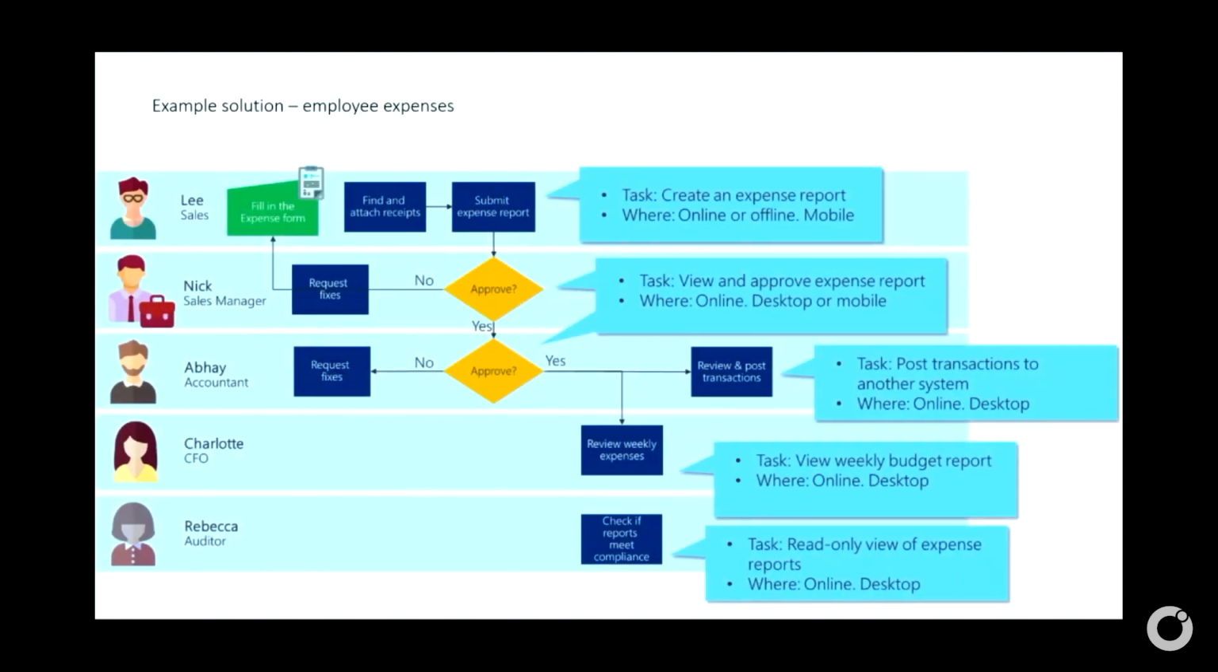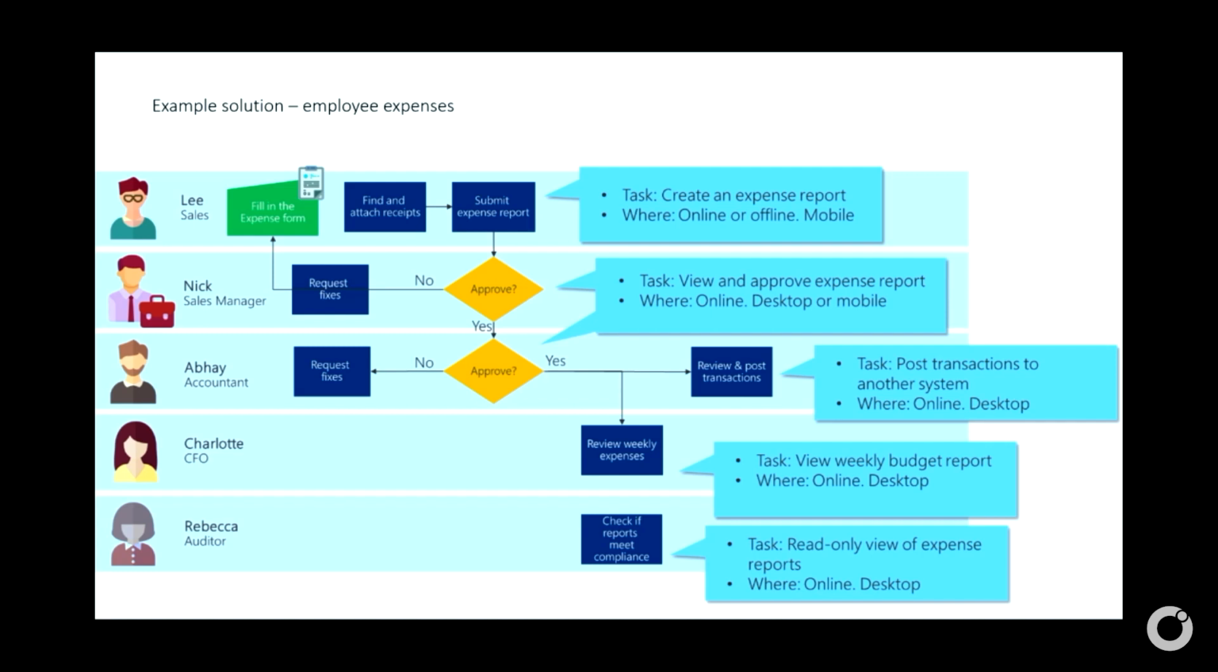Okay, let's walk through an example, just to talk through how this could apply in real life. So here we have a pretty simple solution, which is an expense claim form. So we've got 5 different users or communities of users, personas, whatever we want to call them, involved in this, starting from the top. So Lee, the salesperson, we can see that the task that they need to perform is to create an expense report. And we know that they're mobile. So we know that the user is going to be mobile. We know that they want to create an expense report.